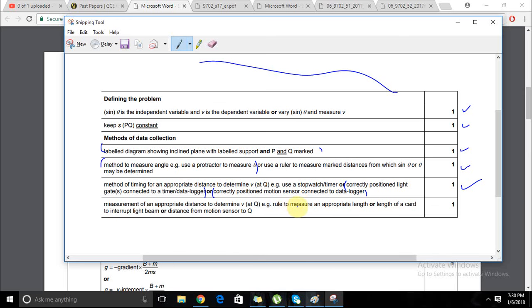Ruler to measure an appropriate length or length of a card to interrupt the light beam, or distance from motion sensor to cue. Yep, the wooden block one is accurate. 1, 2, 3, 4, 5, 6.